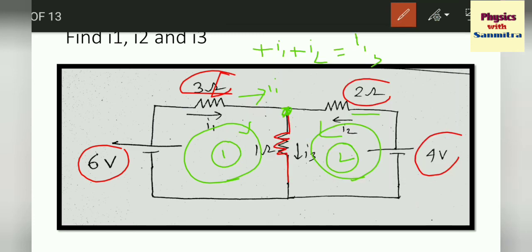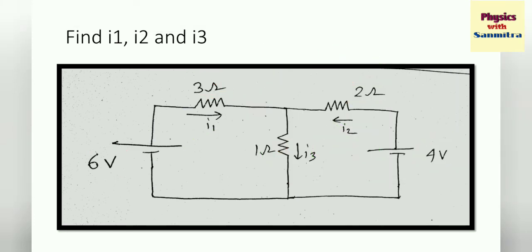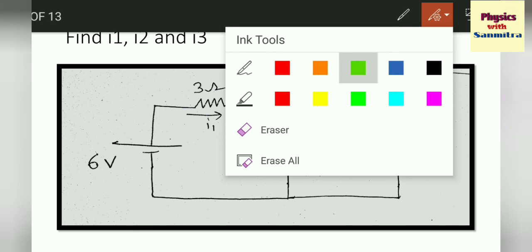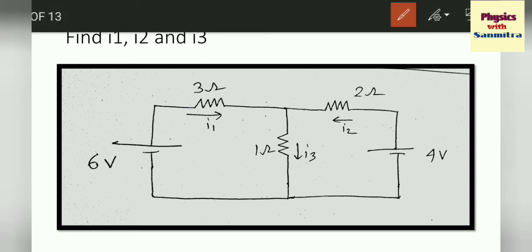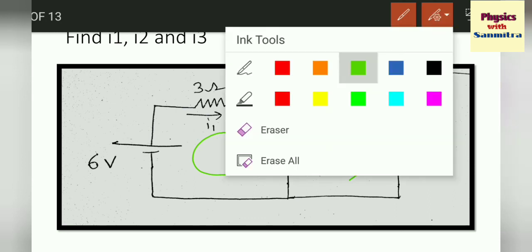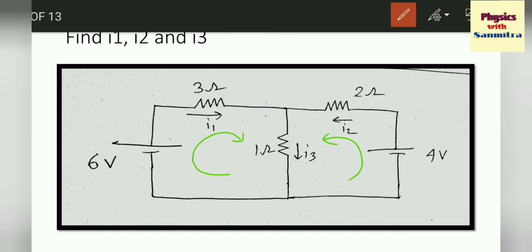Now let's take 2 loops. In one loop we can go in this direction, let's say loop 1. The other loop we will take in this direction, loop 2. Now let's write the KVL equation. I am starting from here. I am going up the voltage source, so from minus to plus I am going. This is 0, I am starting from here. So plus 6 volt.